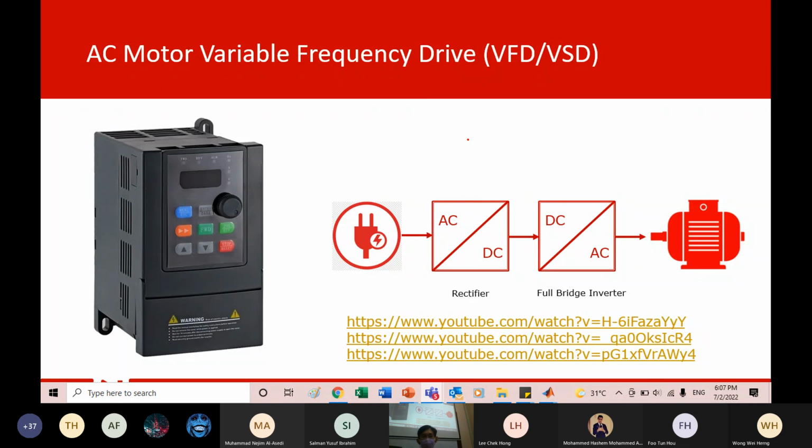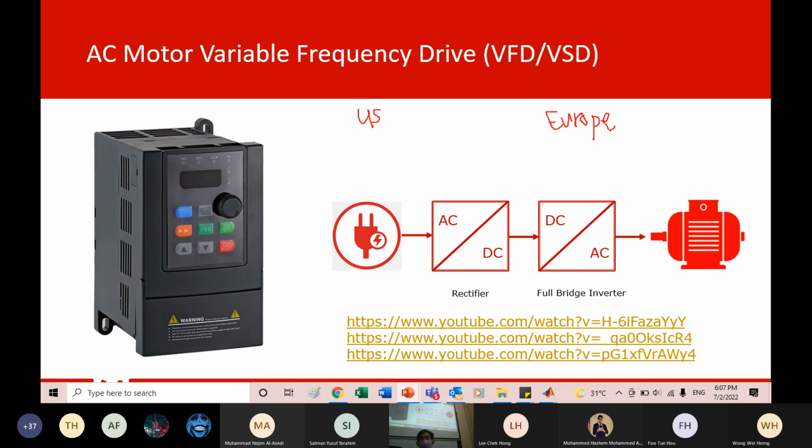One of the applications is the VFD, which stands for AC Motor Variable Frequency Drive. Now, VFD is widely used in the US, and VSD is widely used in Europe. They are both the same thing.